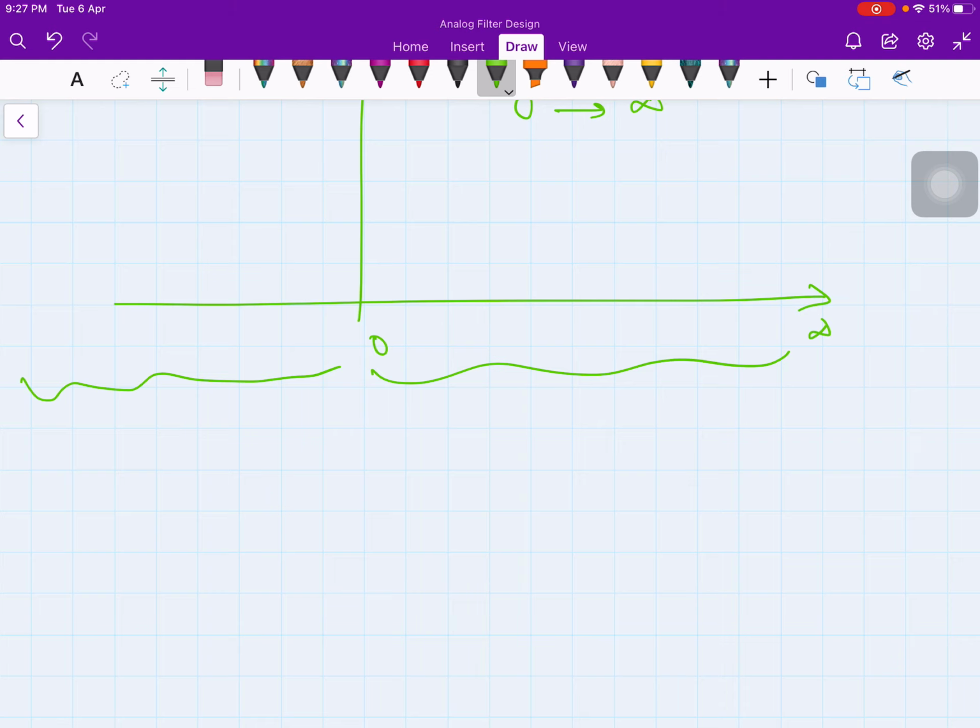So let me stop at this point. In the next lecture, we will consider how to transform a normalized low pass filter into a denormalized band pass filter, and then followed by this we will discuss the denormalized band stop filter. Okay, so let me stop here.